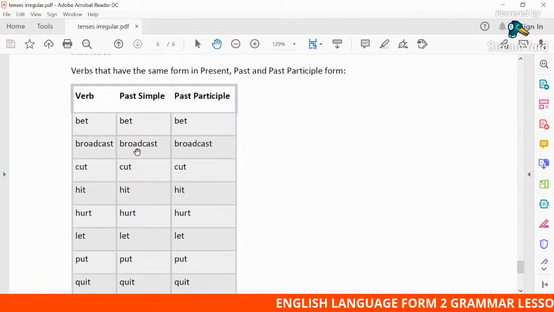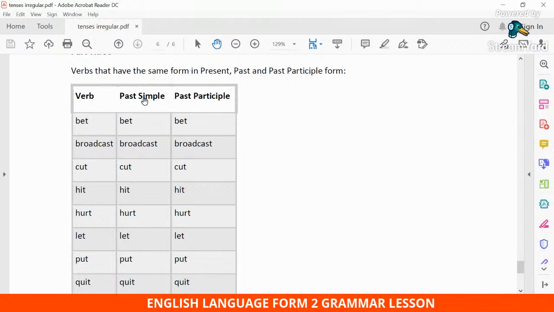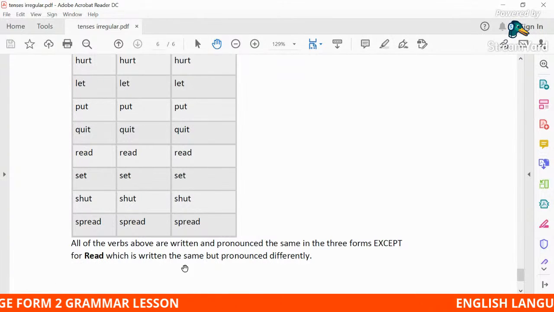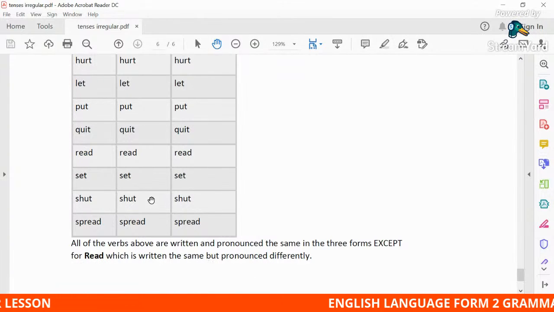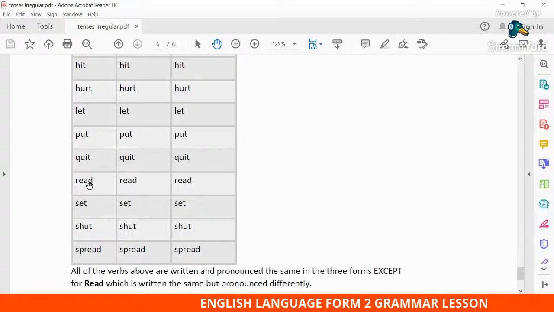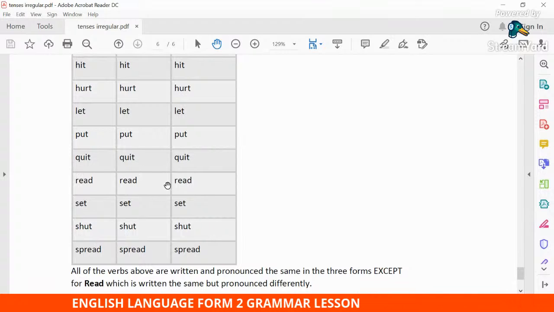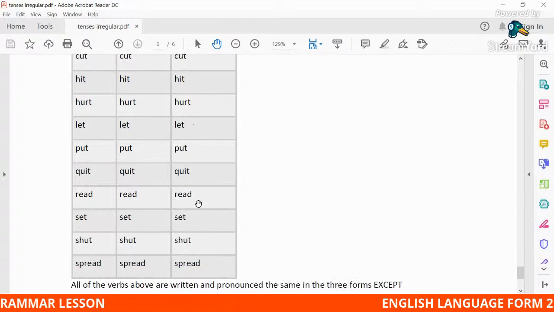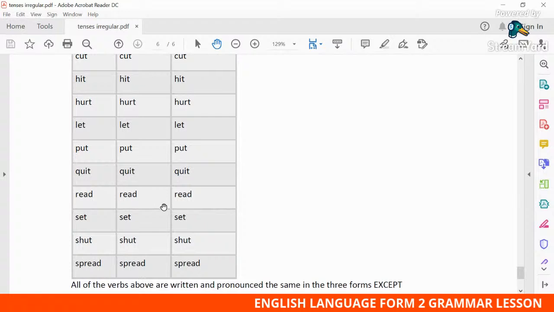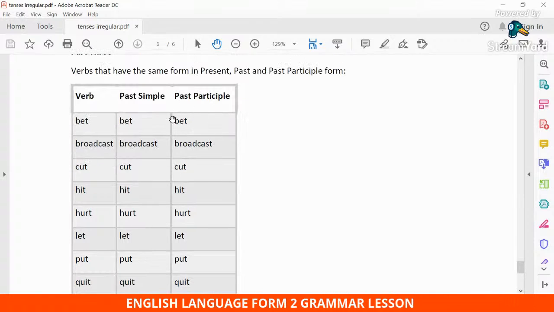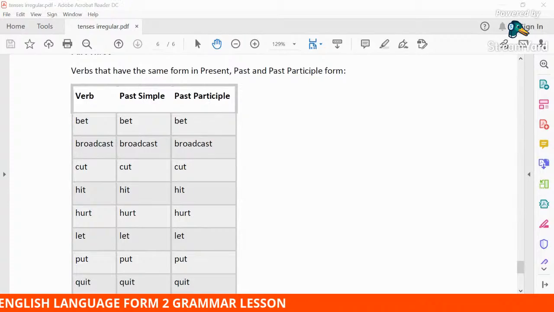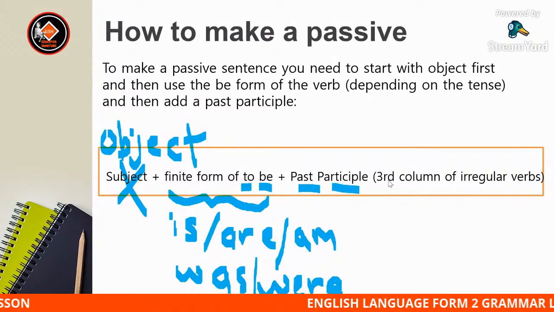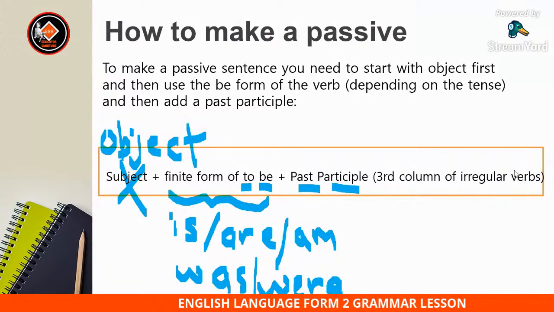What are the forms? The original, past simple, and past participle, they are the same. But read is written the same but pronounced differently. If present, you pronounce it as reed. If past tense, it will be red. Then if past participle, it will be red also. So this is what I mean by the third column for past participle. I show you back this one. So this is the third column of the irregular verbs.